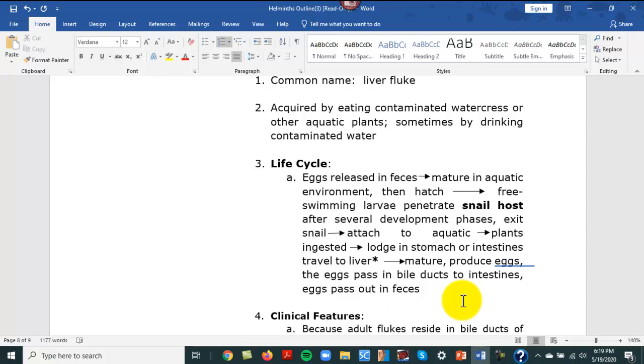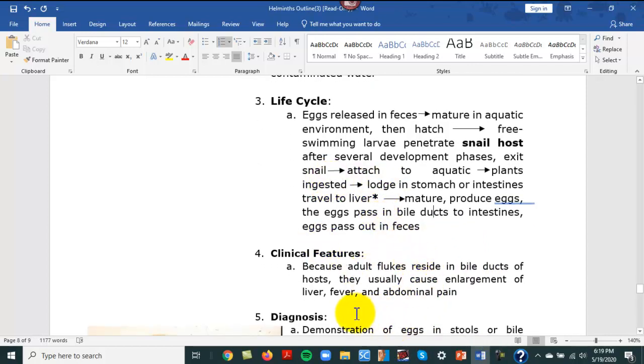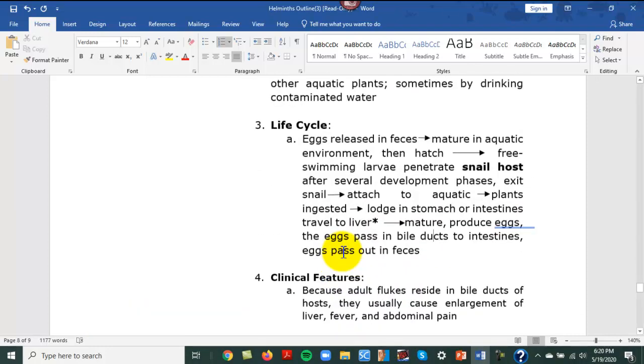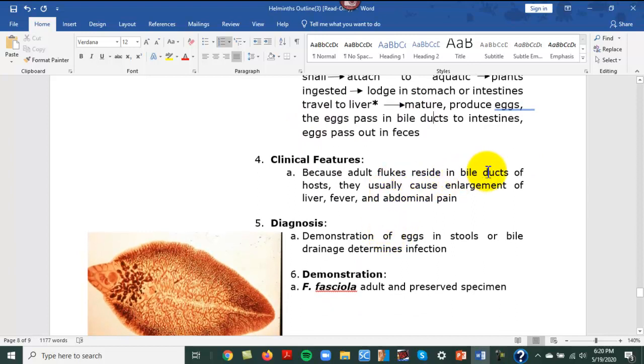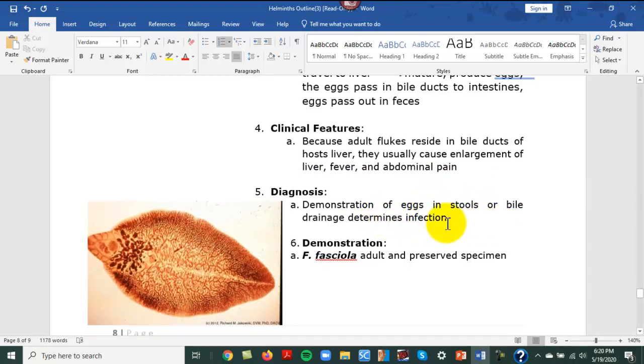So they're saying that's how the eggs get from the liver down into the intestine, and then would be released in the feces of a host. They reside in the bile ducts of hosts, in the liver. They usually cause enlargement, liver fever, and abdominal pain. So demonstration of eggs in stools or the bile drainage determines the infection.